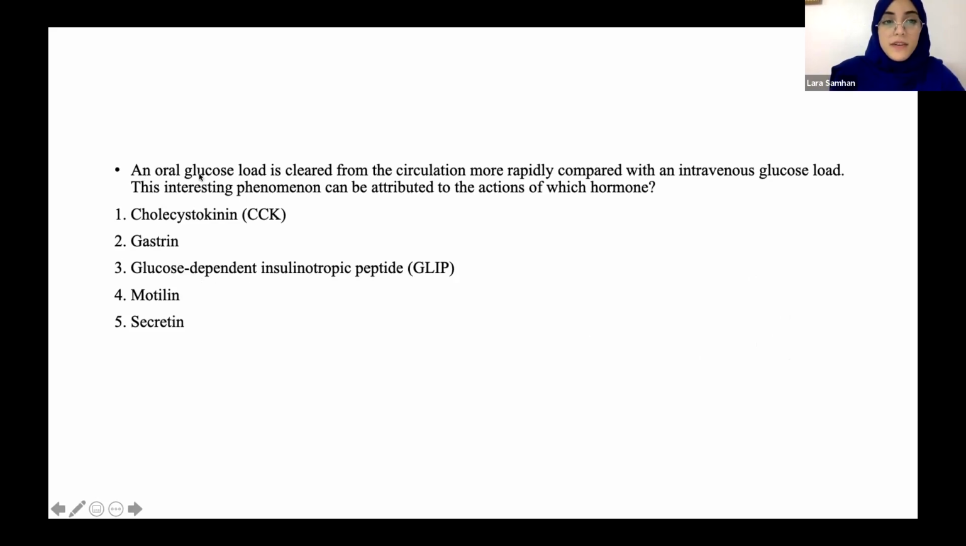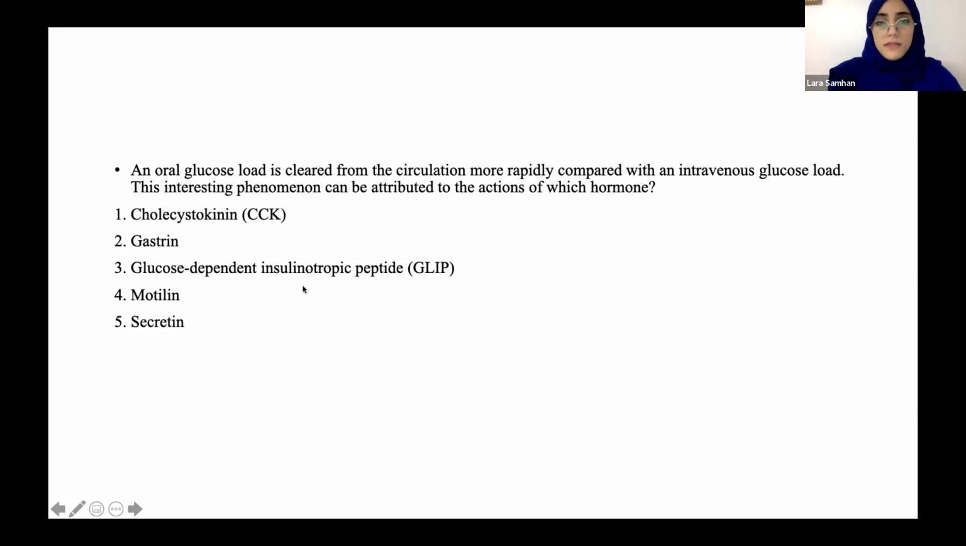This question says an oral glucose load is cleared from the circulation more rapidly compared with an intravenous glucose load. So this interesting phenomenon can be attributed to the action of which of the following? Once you hear the word glucose, none of those hormones or enzymes can help in glucose metabolism except the glucose-dependent insulinotropic peptide. It significantly helps in glucose metabolism in the body.